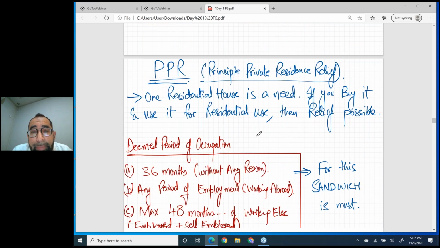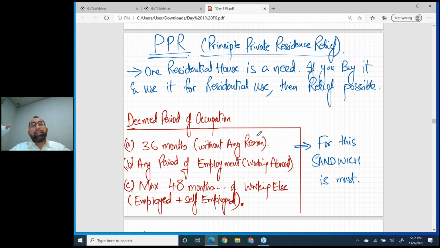Now, a very detailed, big relief. You must remember PPR. The UK government knows that every human, you, me, we all want one house, one shelter. We want one house to live in. So they made the law that you buy one house for your living, for residence purposes, and if you buy it, use it for residential purposes, and then sell it, there is no need to pay any tax on it. That's definitely our need. We all need one house.